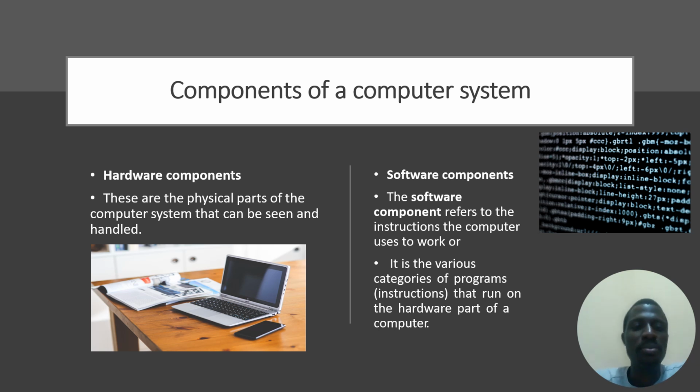Components of a computer system. Basically, the components of the computer system are in two categories. The first are the hardware components, which are the physical parts of the computer system that you can see, just like you have on this screen. You have a laptop, a tablet or a hand phone that you can see, touch, hold, and handle. Then we also have the software component, which simply refers to the set of programs or instructions the computer uses to work, that run on the hardware part of a computer system.